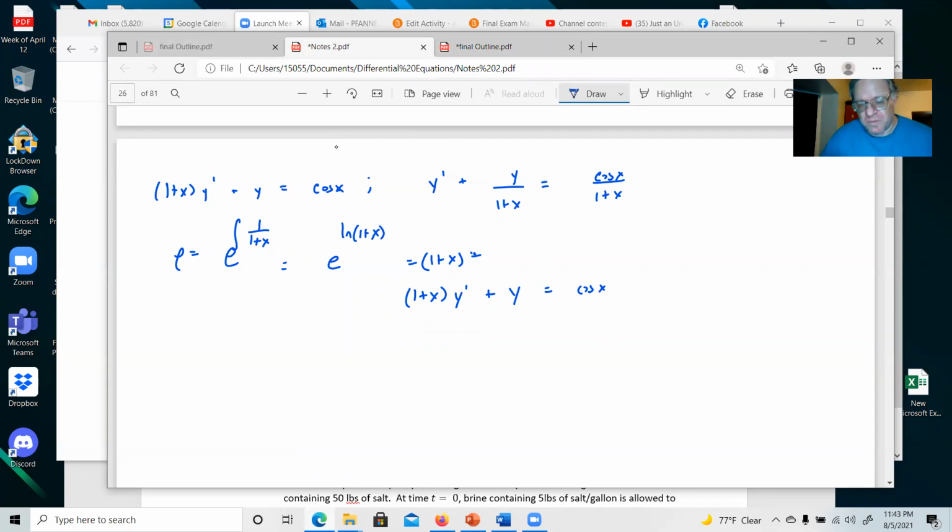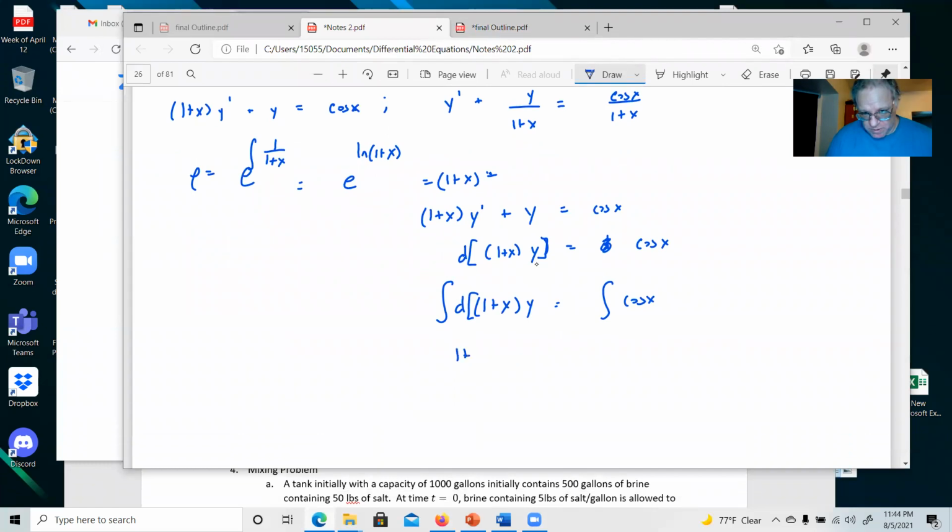If you didn't see it from the beginning, you could have just guessed that this was the derivative of 1 plus x times y, and you would have gotten this. But I want to integrate cosine x here. So we're going to integrate the derivative, 1 plus x times y is equal to the integral of cosine x, and what do we end up with? Well, we have 1 plus x times y is equal to sine x plus a constant.